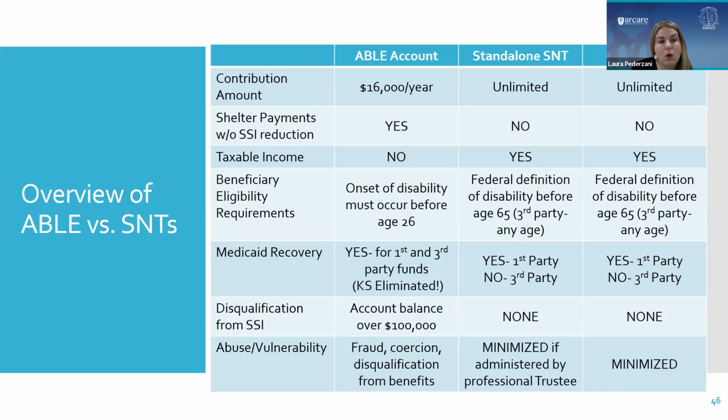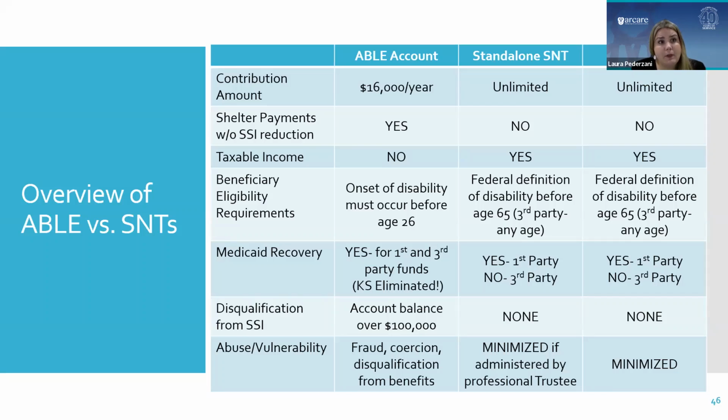And then this is an important one too I want to talk about, and that is the abuse or vulnerability of the account. ABLE accounts do run a higher risk of fraud, coercion, disqualification from benefits, from misuse. They have that higher risk because the individual has direct access to those funds. A special needs trust, that risk can be minimized if it's administered by a professional trustee. And a pooled special needs trust, it is very minimized because it's a requirement that a nonprofit organization acts as trustee.